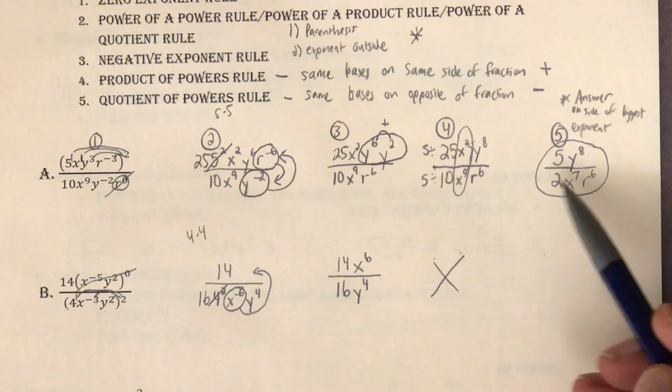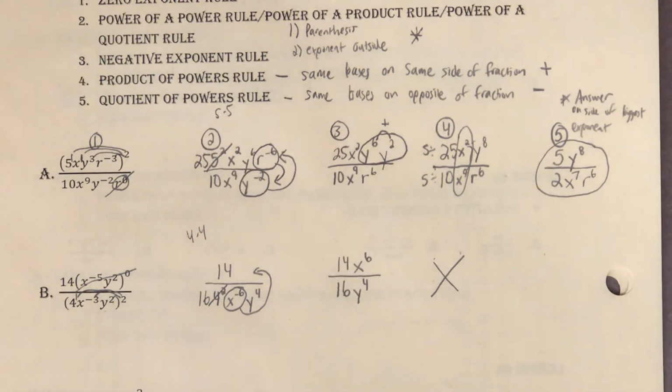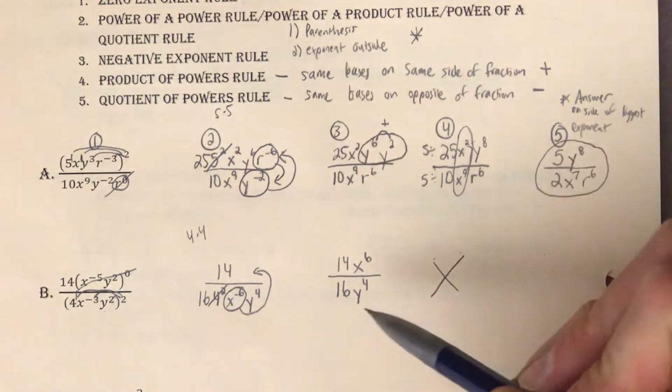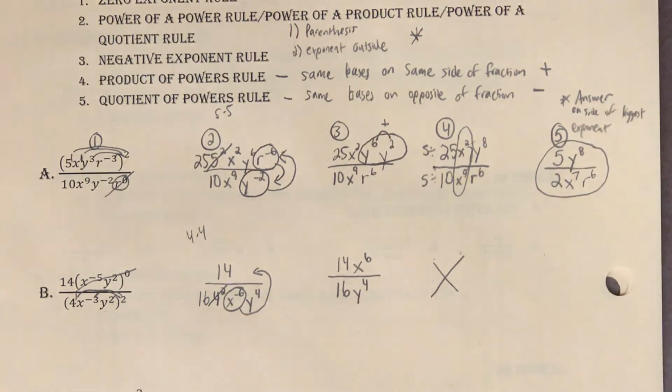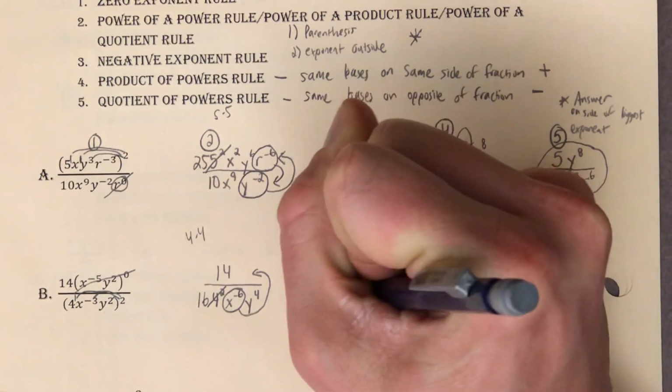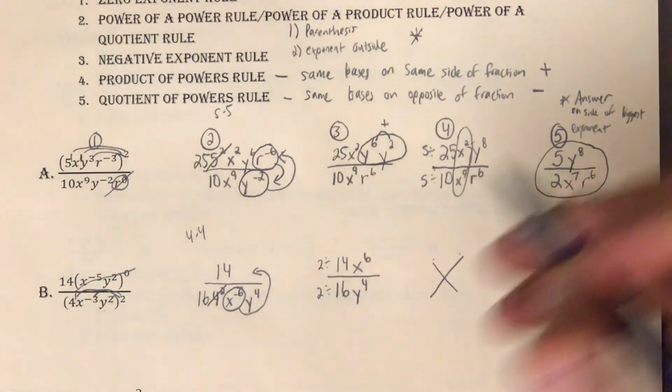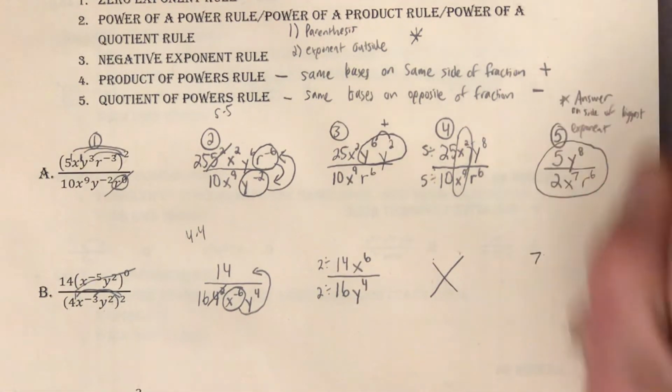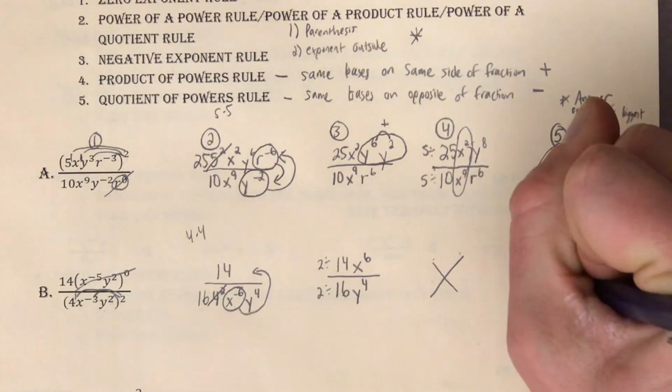So then the last rule we need to check for is the 5th rule, which is the quotient of powers rule. And this is where we're looking for the same bases on opposite sides of the fraction. But also remember, in this rule, we look at the coefficients and we make sure that they're simplified down as well. So I'm going to start with the coefficients and say 14 and 16. Do they have a common factor greater than 1? Well, yes, they do, and that common factor is 2. So I'm going to divide both of those numbers by 2. Well, 14 divided by 2 is 7, and 16 divided by 2 is 8.